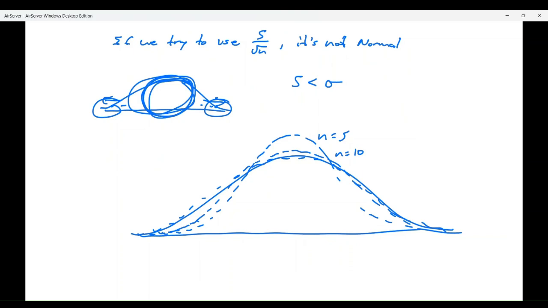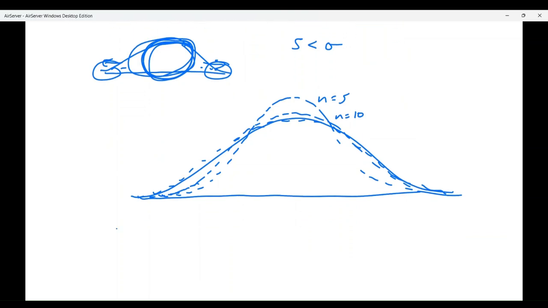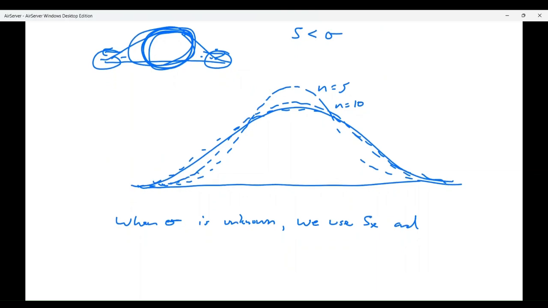To summarize all of this, when our standard deviation for the population is unknown, we use the sample standard deviation, s sub x, and we use t, not z, for our critical value.